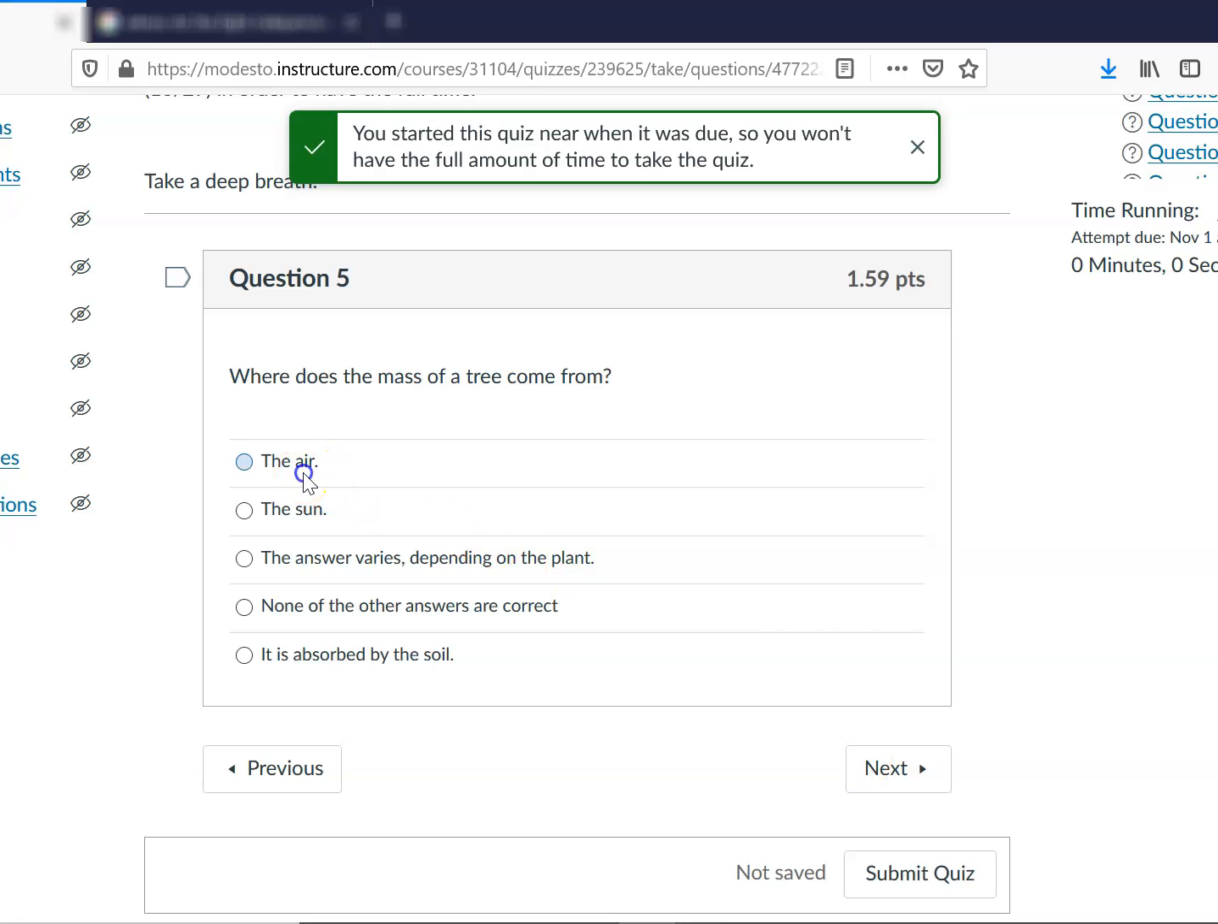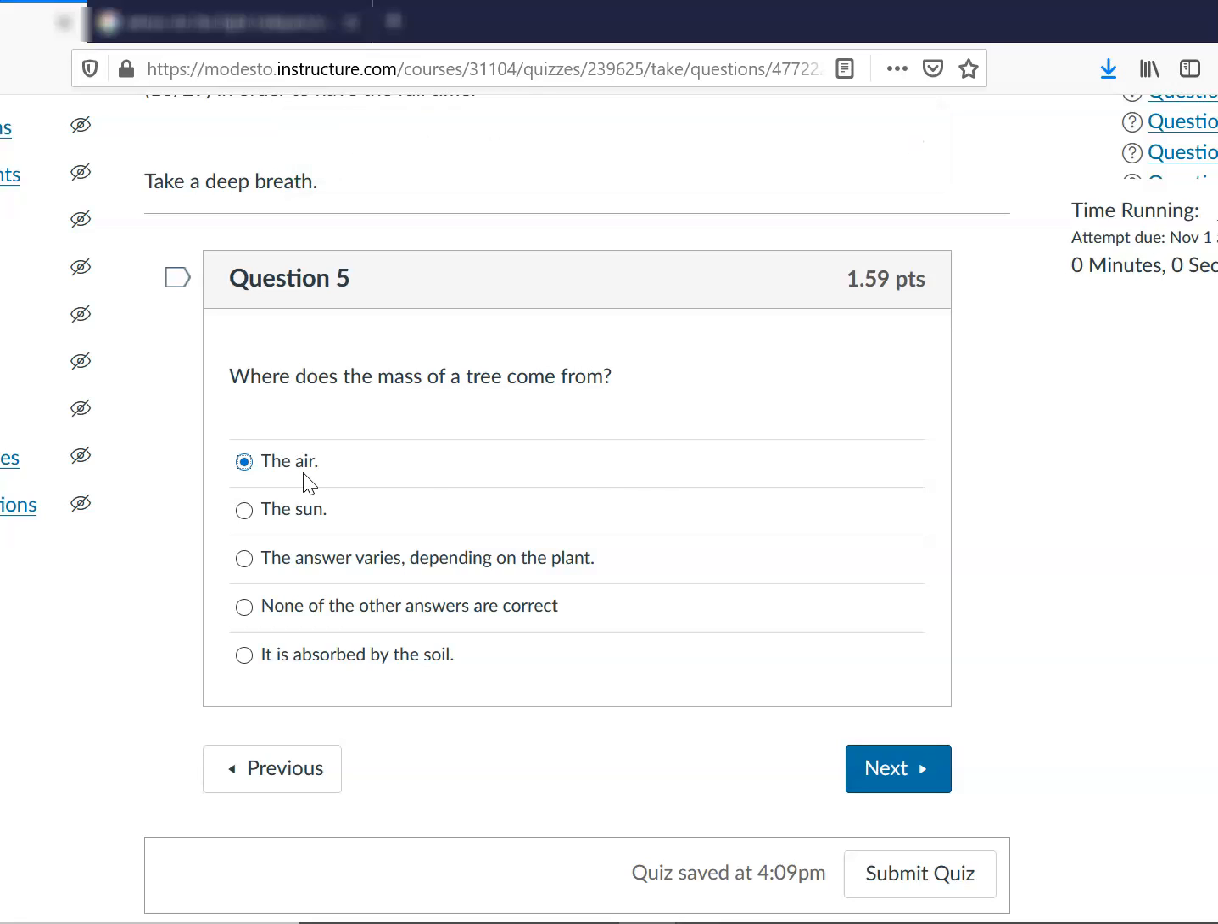Where does the mass of a tree come from? I think we had a discussion question. Anyway, it's the air. It's incredible. Plants basically breathe in carbon dioxide and use it to build these massive structures that are the tallest living things on the planet.